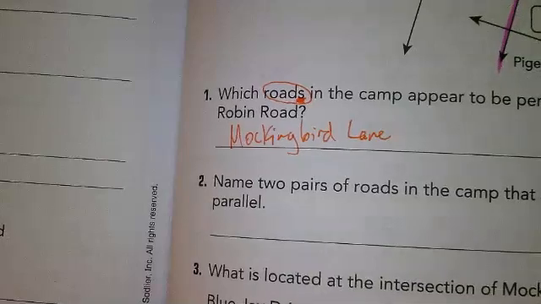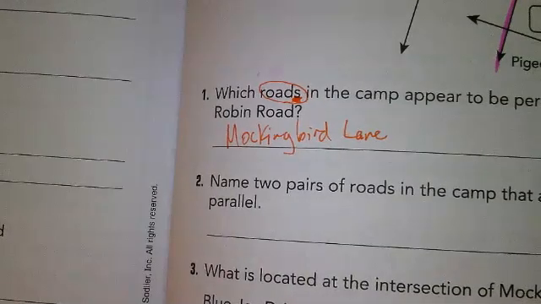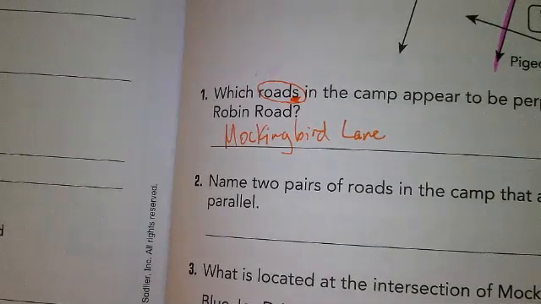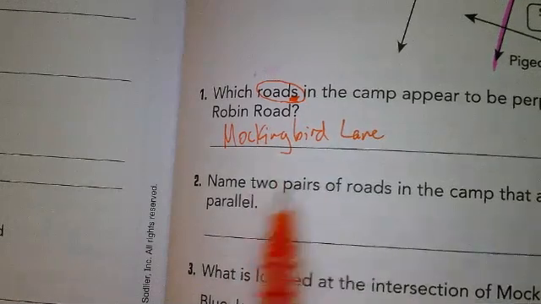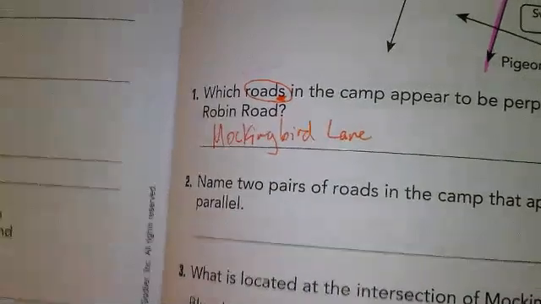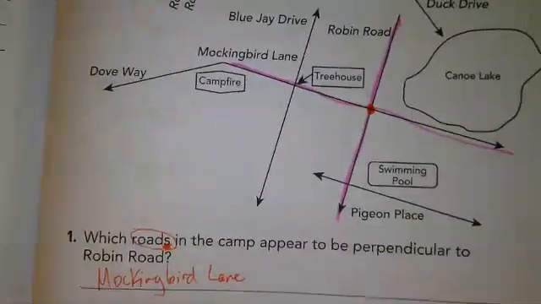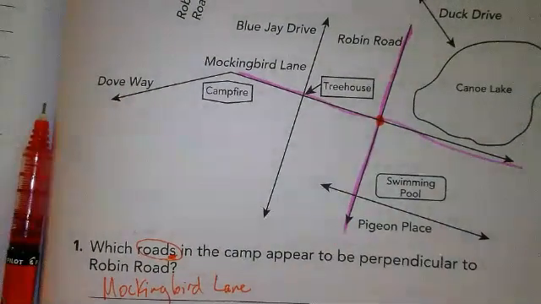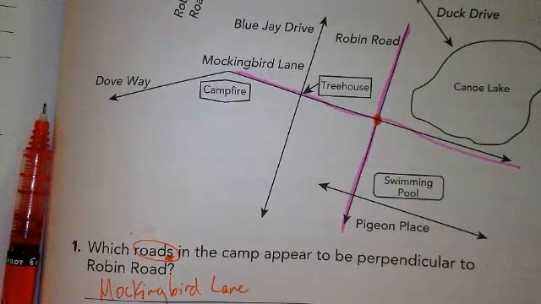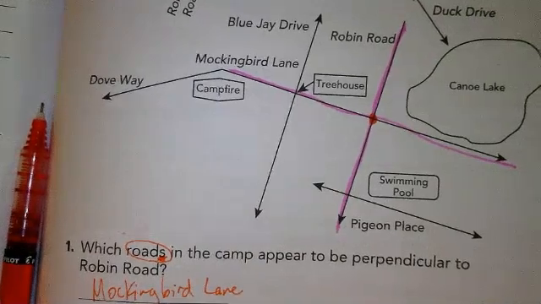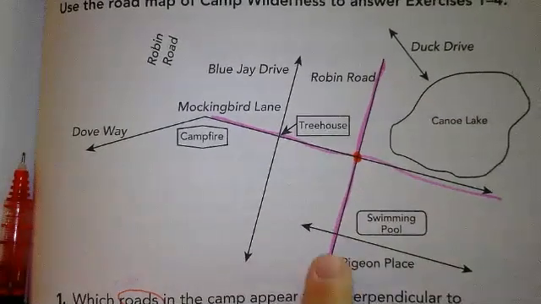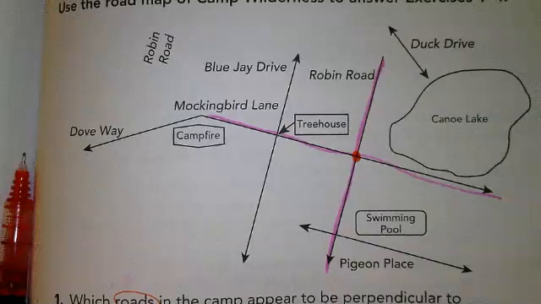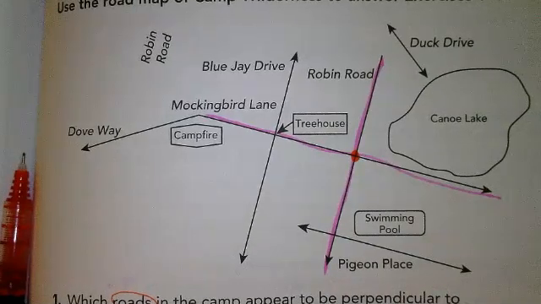Okay. You can spell it. It's on your paper, so you can look how to spell it there too, right? It's on the map. But remember, it said roads, plural. So is there another road that also looks like it might be perpendicular to Robin Road? Is there another road that looks like it might be perpendicular to Robin Road? Take a look at your map. Remember, Robin Road is this one. Is there anything that looks perpendicular to Robin Road?